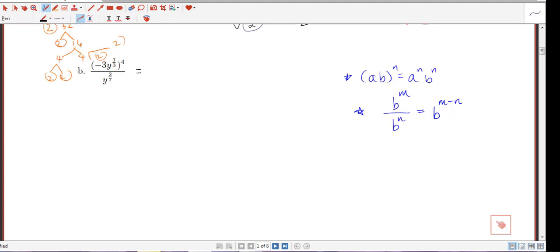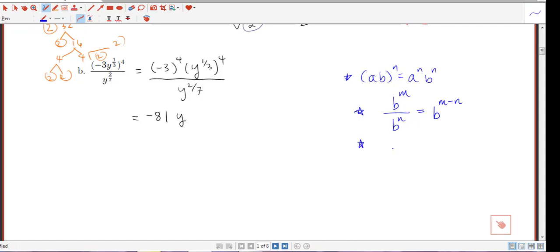So first, what I'm going to do is distribute the exponent 4 to each term in the numerator. And let's just leave the bottom alone for now. All right, now let's start simplifying. Negative 3 to the 4th is negative 3 times negative 3, 4 times, right? So that would be what? Negative 81.